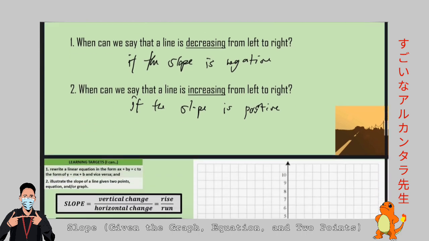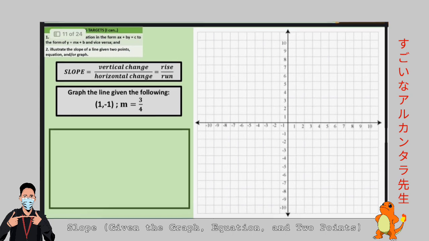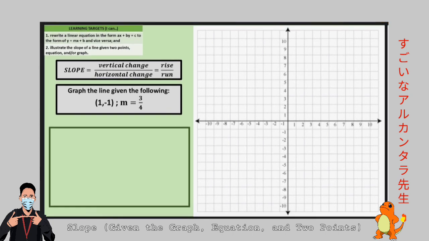This time around, we're going to graph given the slope and a certain point. As you can notice here, we have the point (1, -1). Always remember, this is your x, and then your -1 is your y. So it is important to remember how an ordered pair works so that you can easily plot it on the Cartesian coordinate system. Our x is 1, so we go here, but our y is -1, so the point must be somewhere right here. This is (1, -1).